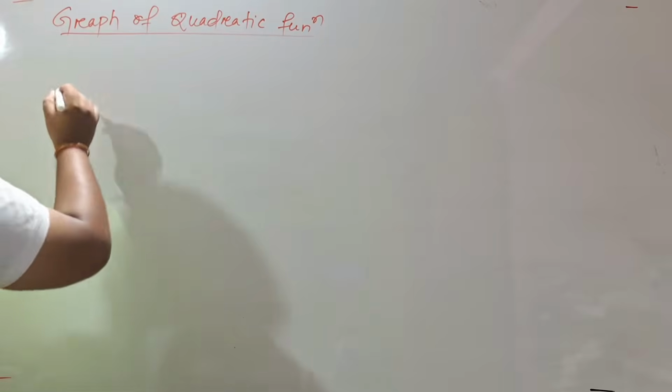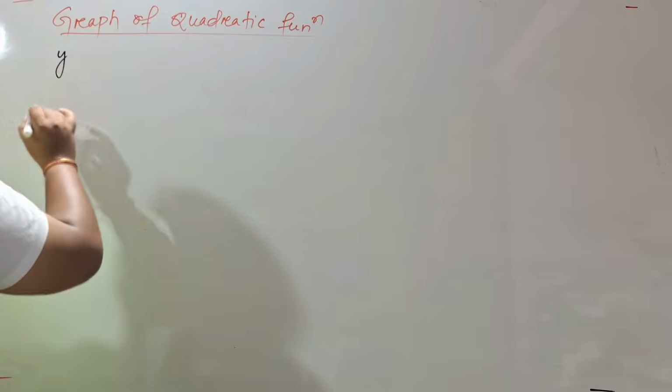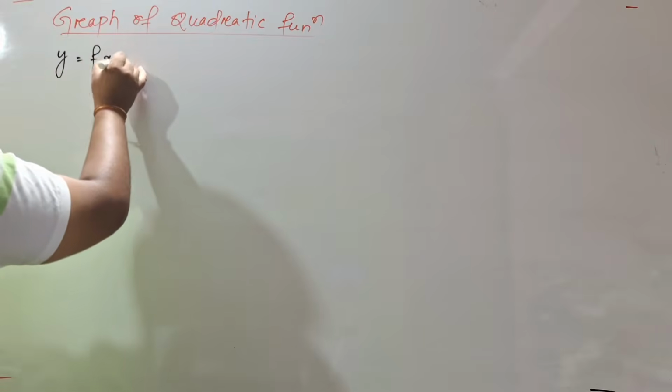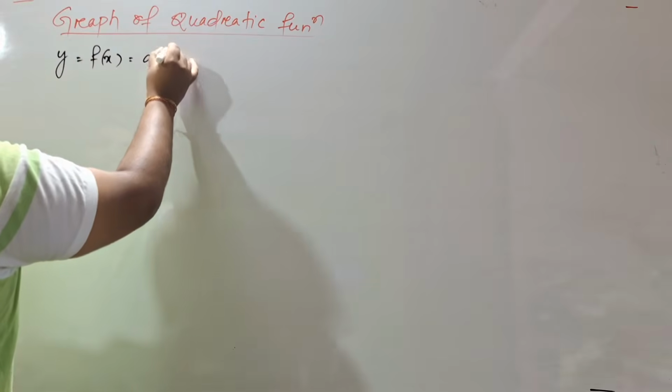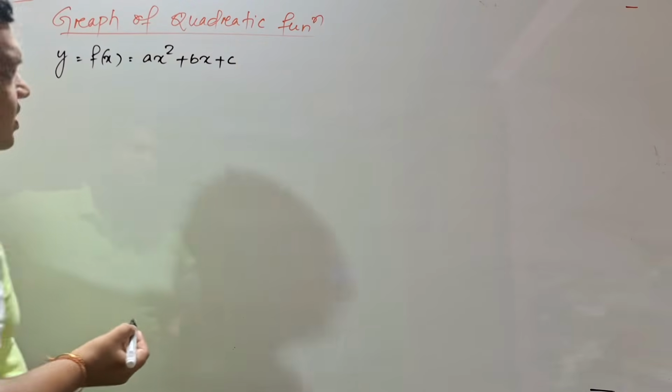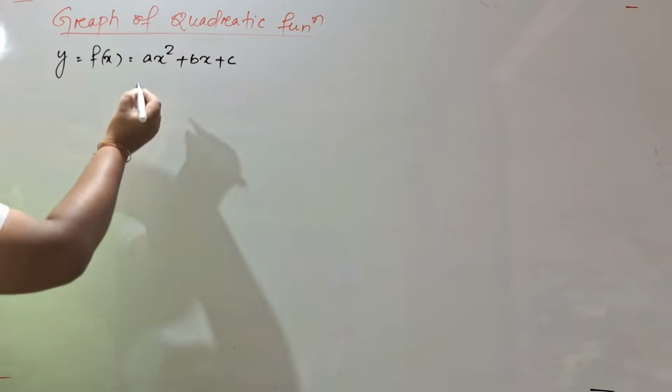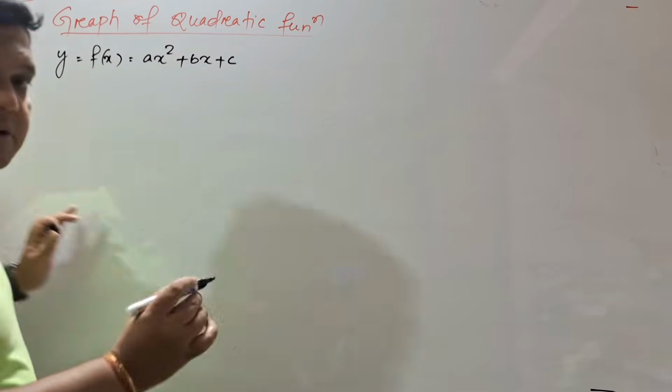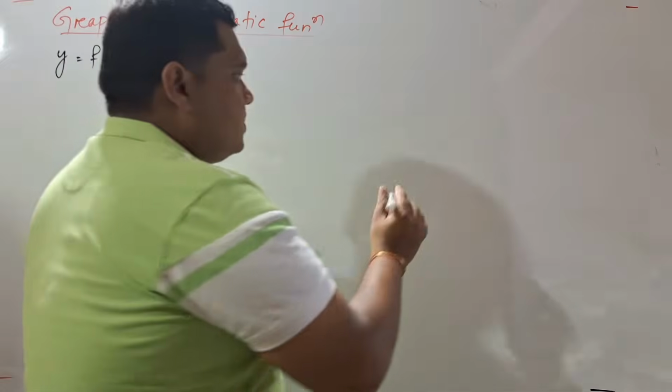So look here. Suppose the function is y, which is equal to f of x, that is equal to ax square plus bx plus c. This is the quadratic function. Now, if I am going to draw the graph, it's a parabola. Why, I will explain. Don't worry.